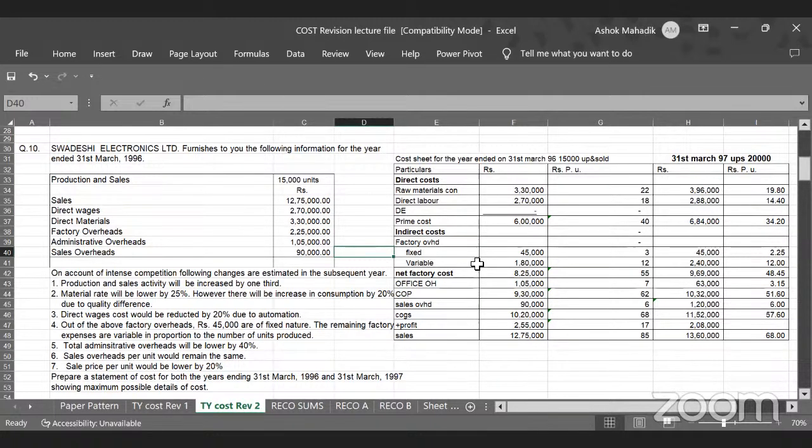You can see here. In factory overhead, I have done the bifurcation. Fixed 45 and remaining 1,80,000 I have shown as variable. Okay, so when you are making estimated cost sheet, do this. Yeah, after this, I will go to next chapter, reconciliation.